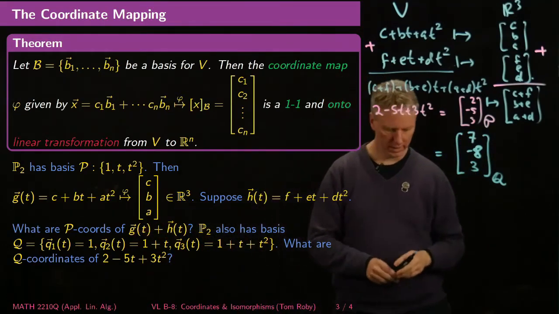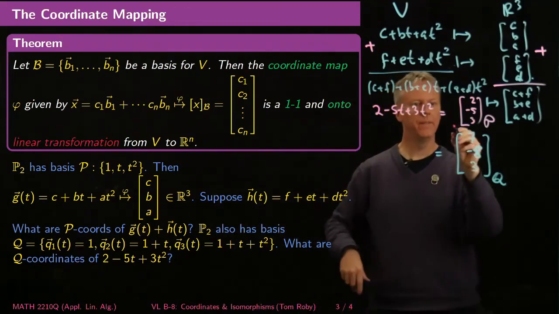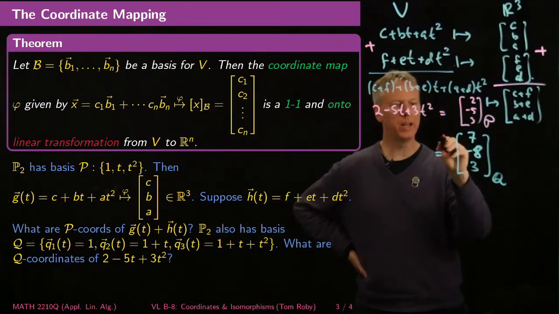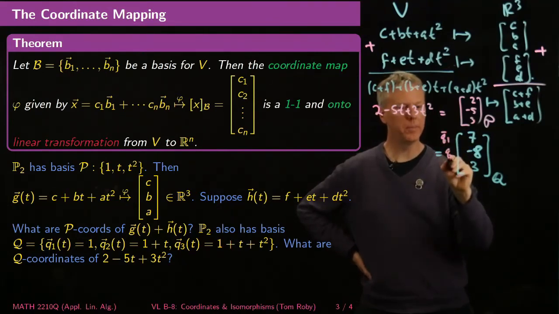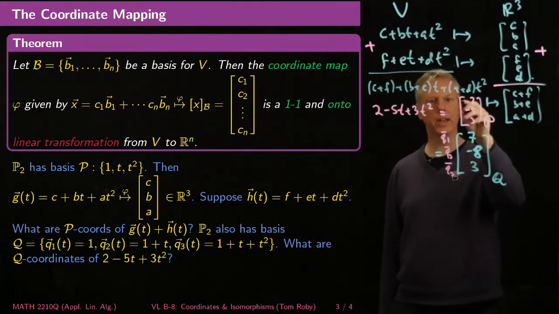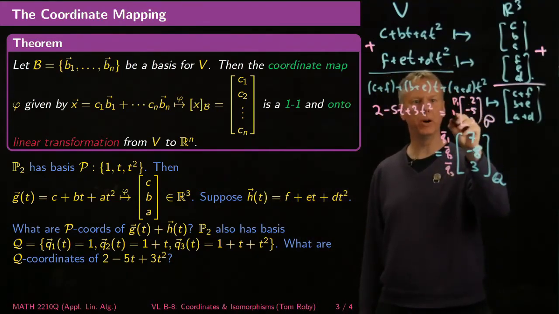So the thing to think about is that what this is telling you is that this is how many copies of Q1 I have, this is how many copies of Q2 I have, and this is how many copies of Q3 I have. Just like here, it was how many copies of P1, P2, and P3.